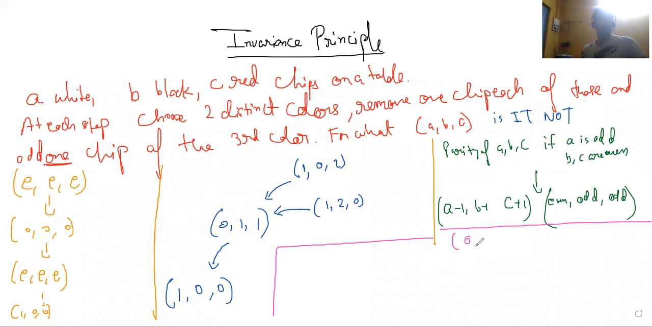So there is this odd, and let's say if you start with this, this is the other possibility. So from this possibility, is it possible? Does it look like it is possible? If you start with one odd and two evens.